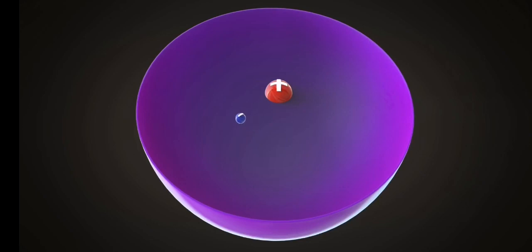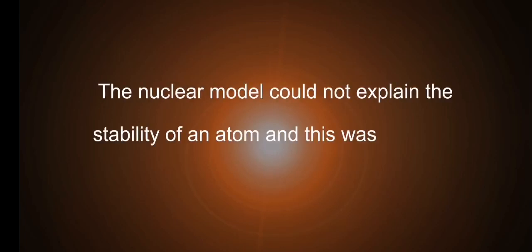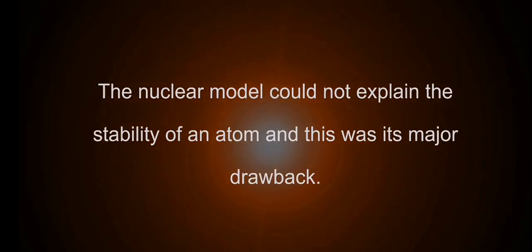As a result, the path in which the electron is moving should keep becoming smaller, and thus, finally, it should fall into the nucleus, and hence the atom should collapse. So, the nuclear model could not explain the stability of the atom, and this was its major drawback. Let's recap.